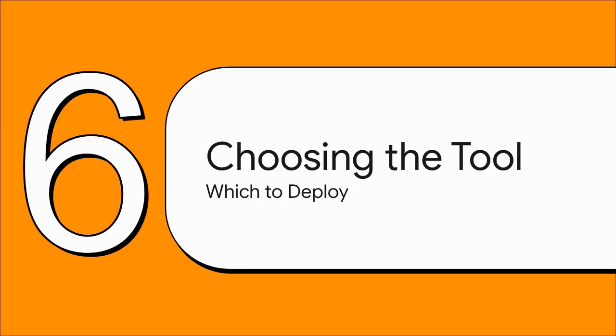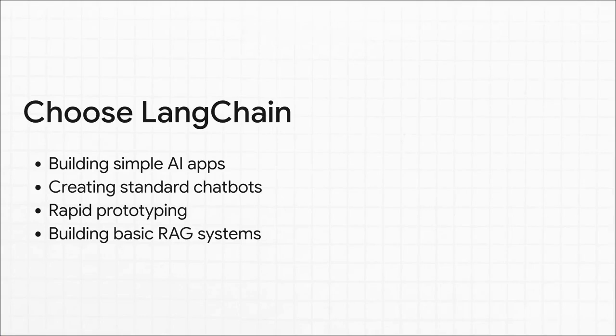When should you actually deploy each framework in the real world? LangChain remains the absolute best choice for fast, lightweight development. If you're building simple AI apps, creating standard customer support chatbots, just learning the ropes of AI orchestration, or doing rapid prototyping, start with LangChain. If you just need a basic RAG system to answer questions from your company's PDFs, LangChain's linear workflow is going to get you up and running faster than anything else out there.